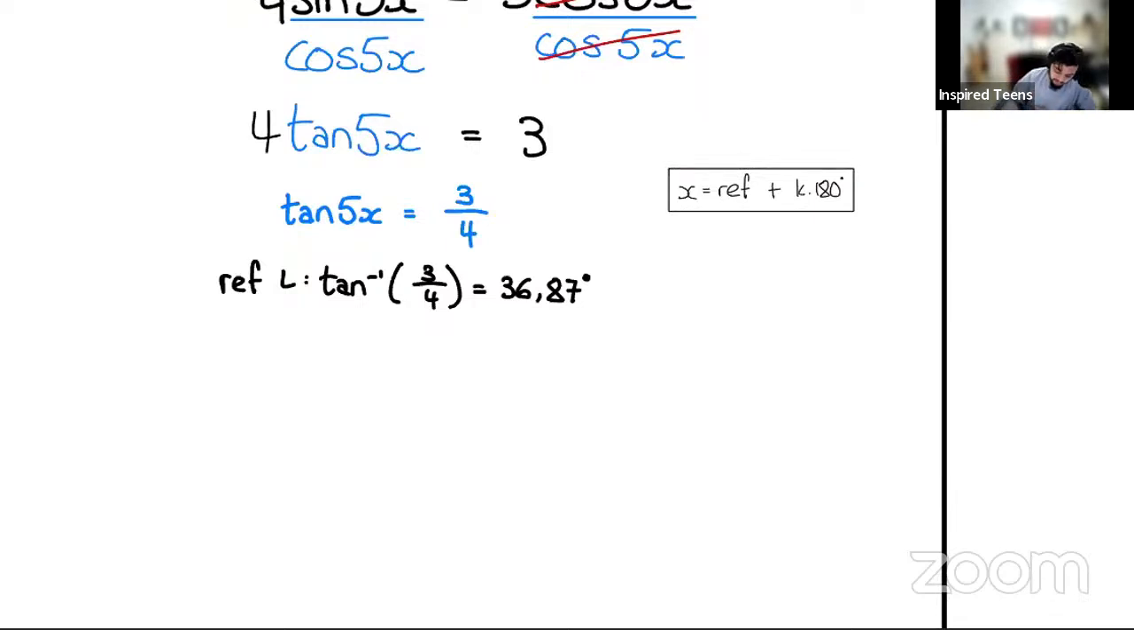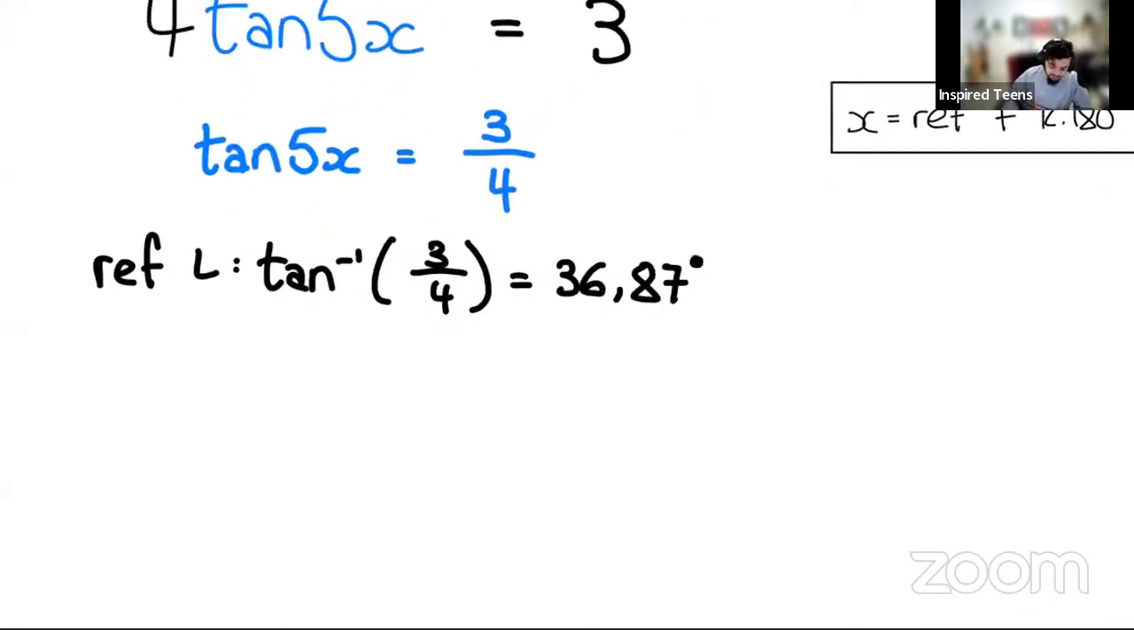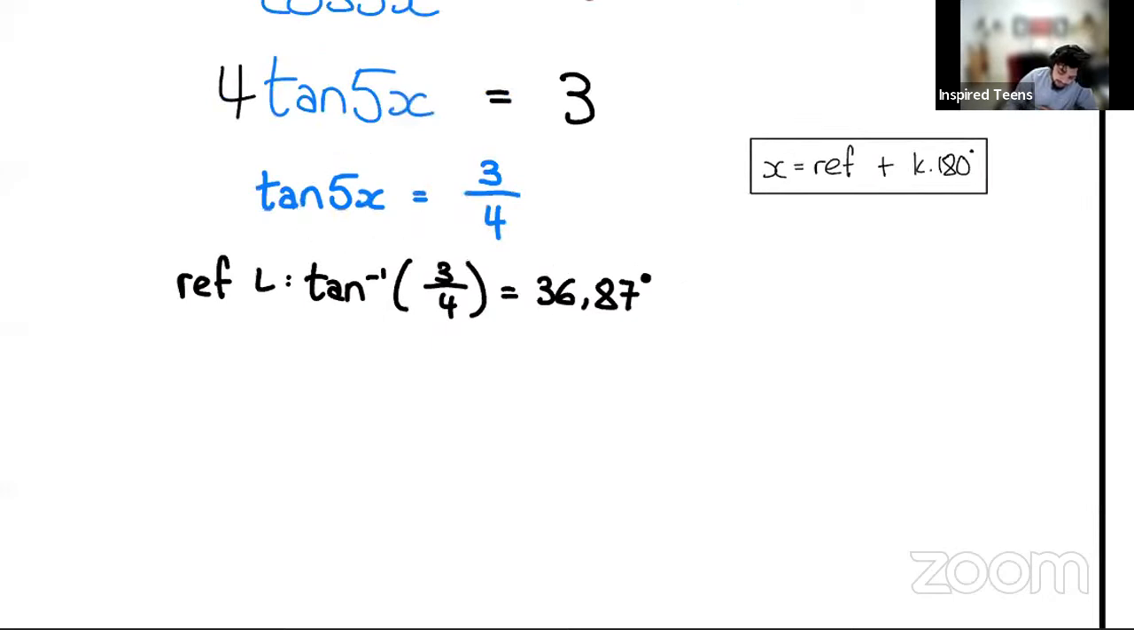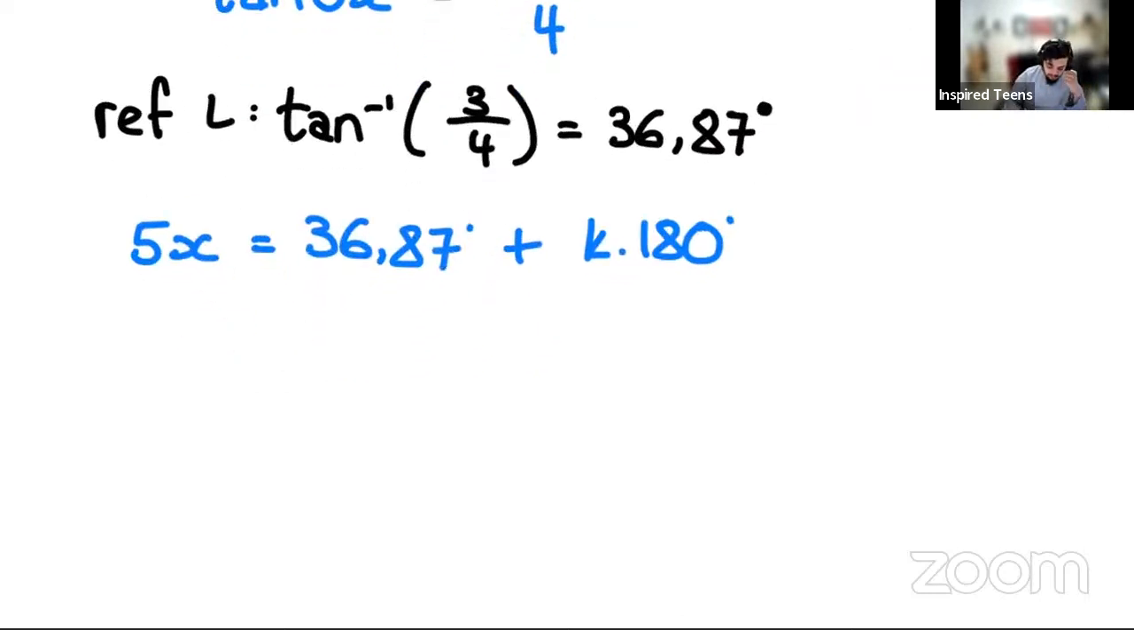However, in this specific case, remember my angle is 5x. So it's going to be 5x is equal to ref angle, which is 36,87, plus k times 180. Okay. Now I need to leave x alone, so I need to simplify it as much as possible.